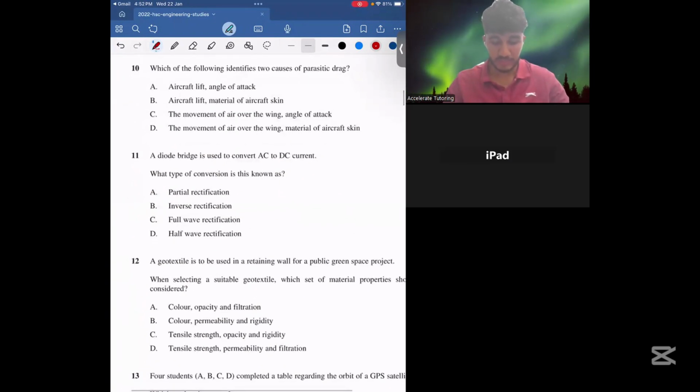Question 10 says, which of the following identifies 2 causes of parasitic drag? Now, in this case, the first key thing to know is what is parasitic drag? Parasitic drag is a type of aerodynamic drag that occurs when an object moves through a fluid, so like air in this case for an aircraft. So accounting for that, the answer in this case would be the movement of air over the wing or the material of aircraft skin, because parasitic drag is friction caused by the air. So we first want to consider the movement of the air on the wing, and if the material has friction of its own, it's going to create parasitic drag as well. So option D would be our most correct answer.